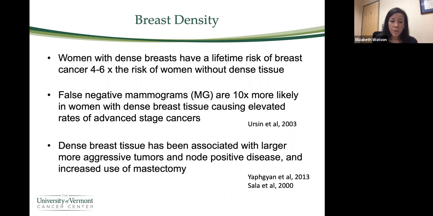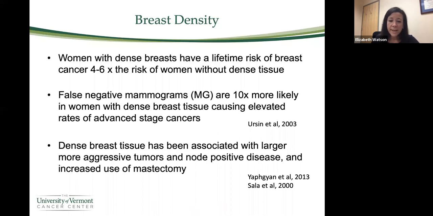We also know that false negative mammograms, so mammograms that are read as negative or benign when the woman actually has a breast cancer that's not detected on the mammogram, are 10 times more likely to occur in women who have dense breast tissue, which can cause an elevated rate of advanced stage cancer. So it allows the cancer to grow a little bit larger before it's actually detected. And that's more likely to occur in women with dense breast tissue as opposed to fatty breasts.